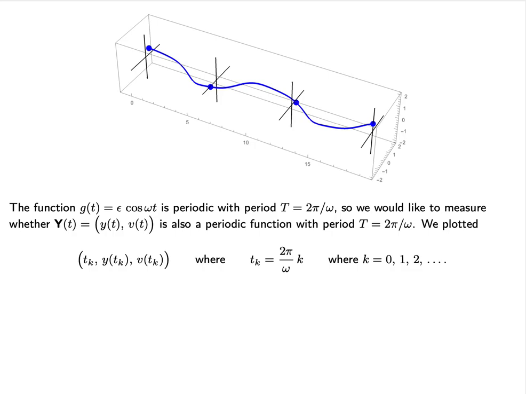So we'd like to measure whether our solution, capital Y of t, is also a periodic function with the same period. Notice here on the graph at the top of the screen, we made special attention to the points where t is equal to 0, t is equal to 2 pi over omega, t is equal to 4 pi over omega, and t is equal to 6 pi over omega. These are the small rounded blue dots that you see here on the screen as we try to plot out our solutions in three dimensions.